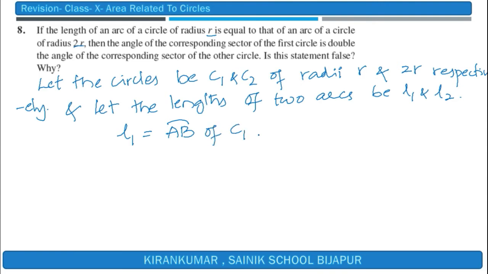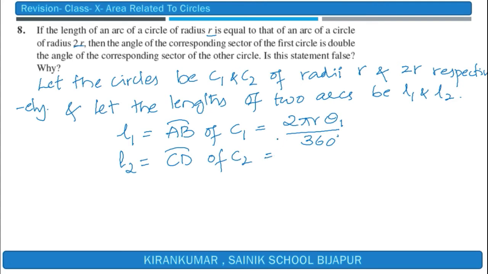of the circumference of the circle C1, that is given by 2 pi r times the angle theta 1 divided by 360. As per the basic definition, it is theta by 360 into the circumference. The same concept is applicable here. Let the arc CD of the second circle be taken. This will be equal to 2 pi r into theta 2. Here it is not r, it is 2r into theta 2 divided by 360. So here it is 4 pi r times theta 2 divided by 360.